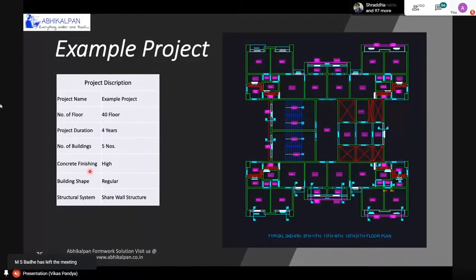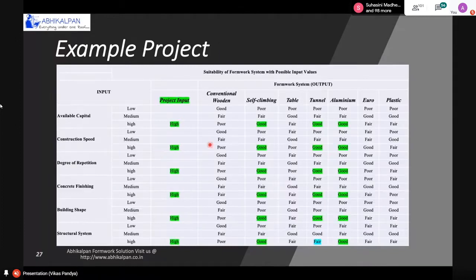Then concrete finishing, definitely we require good concrete finishing. The building shape is regular, as you can see in this plan. The structural system is an entire shear wall structure. All the walls are carrying all the load. So when we have converted our inputs into fuzzy logic input variables, we have all the input variables as high. We have good available capital. The capital is not a problem.